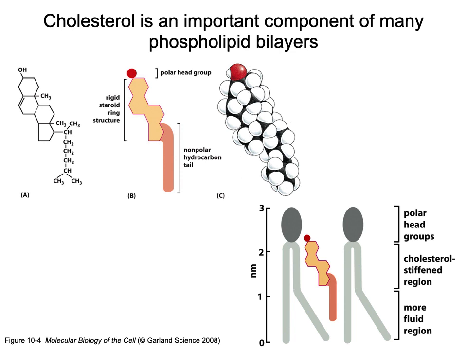So cholesterol is also an important component of phospholipid bilayers. If you look at cholesterol, we have that polar head group, and this rigid steroid ring structure. So this doesn't allow for a lot of flexibility, which becomes important in a moment. And then we have a nonpolar hydrocarbon tail. And so what happens is that the cholesterol integrates in between the phospholipids, and it actually helps to stabilize them. So it makes the membrane more rigid than what it would be if there was no cholesterol present.